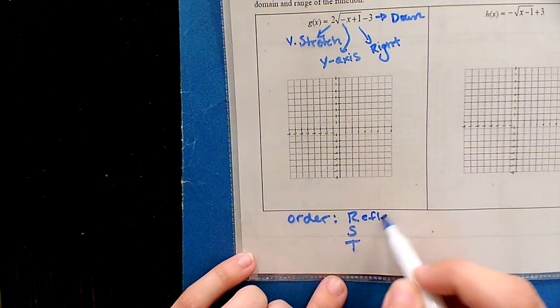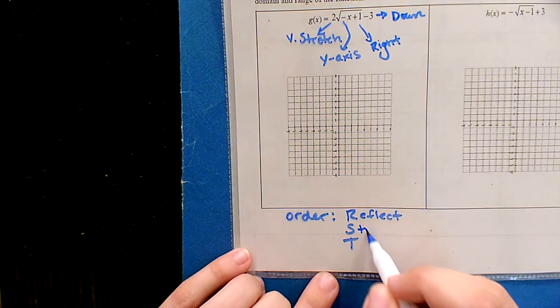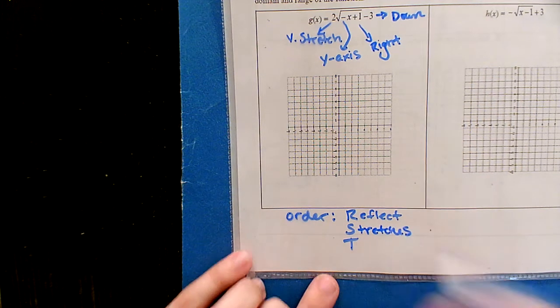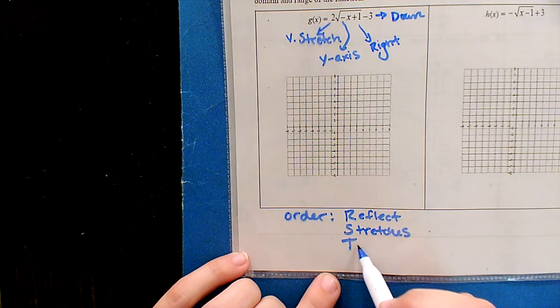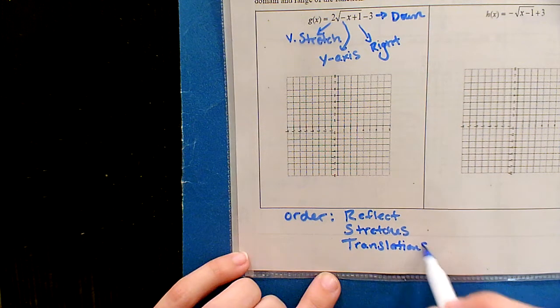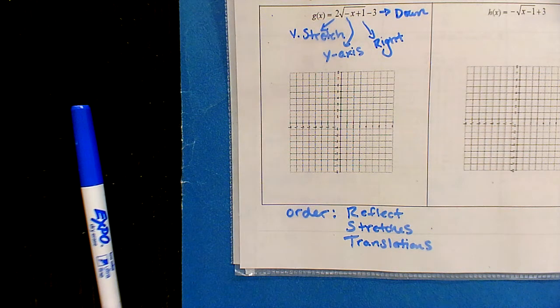We always do reflections first, so any flips. Then we're going to apply any stretches. Are we making it taller? Are we shrinking it? Anything like that. And then lastly, we have those called translations. That's the left, right, up, down movement, the shifting. Okay, so RST, just like the alphabet. Reflections, stretches, translations.